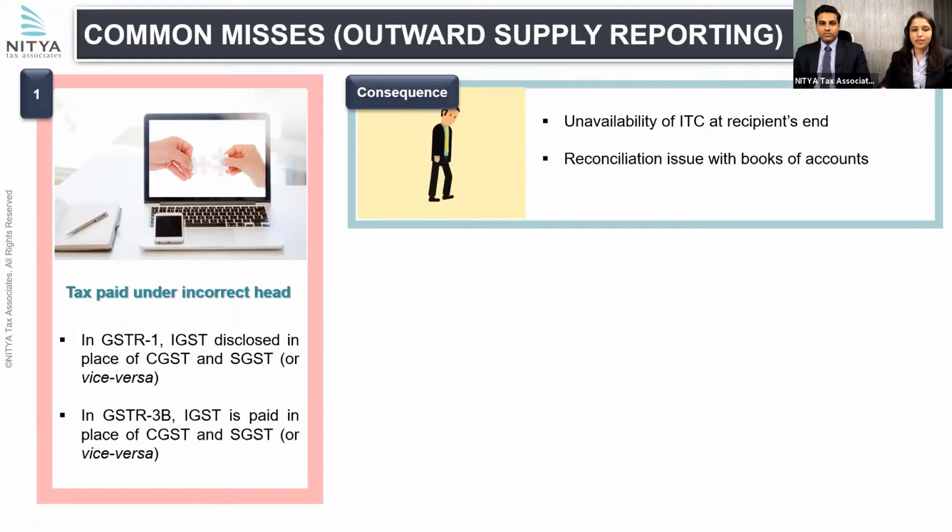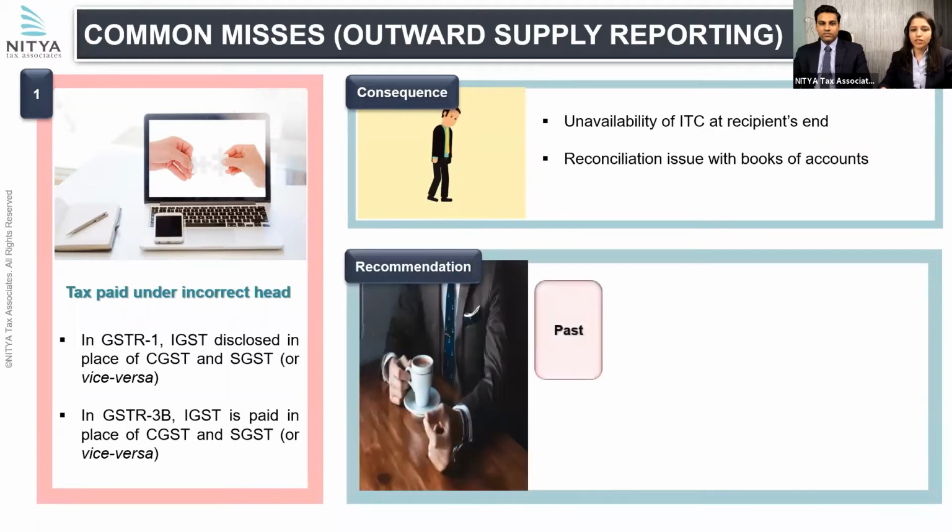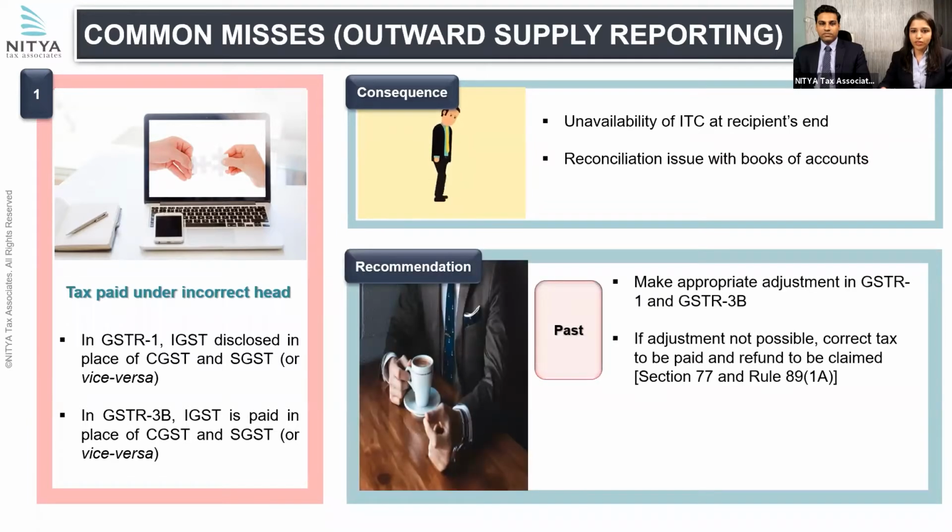So considering these errors, the recommendation is that for the past transactions, an appropriate adjustment should be made in GSTR 1 in the amendment table and GSTR 3B. If the adjustment is not possible due to any reason, then the correct tax should be paid and refund should be claimed. Considering these changes, there is a section in the CGST Act, Section 77, which talks about all these scenarios of the tax being paid under incorrect tax head.